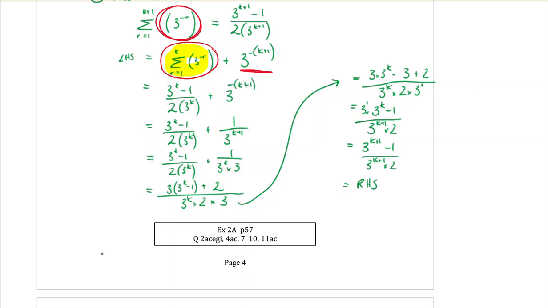So step 4, if you can squeeze it in down the bottom. Therefore, true by process of mathematical induction. Okay, and that's it.